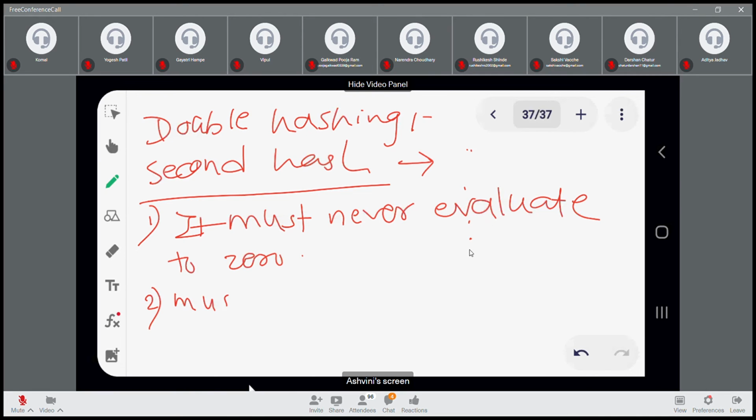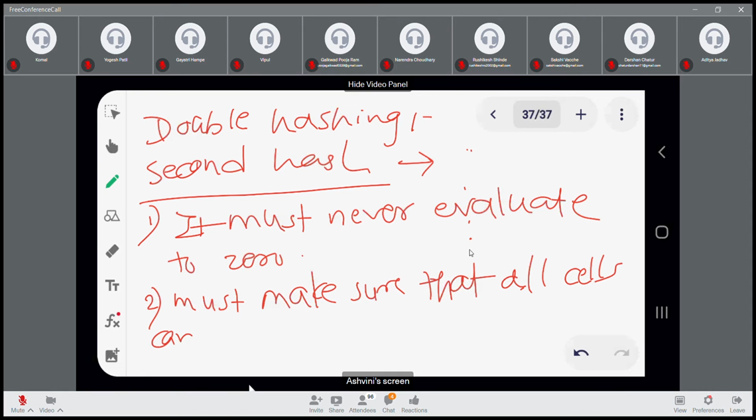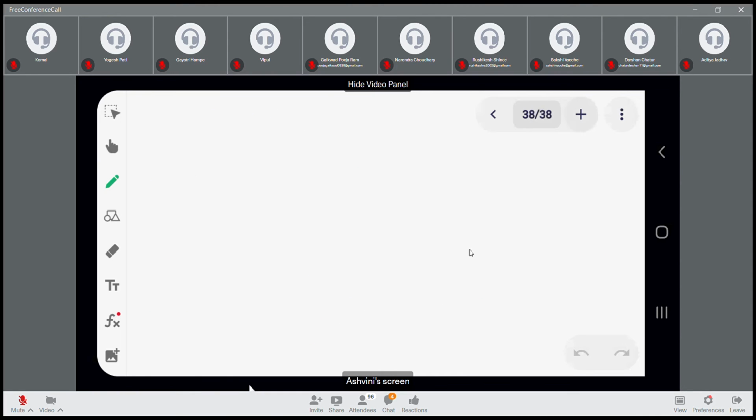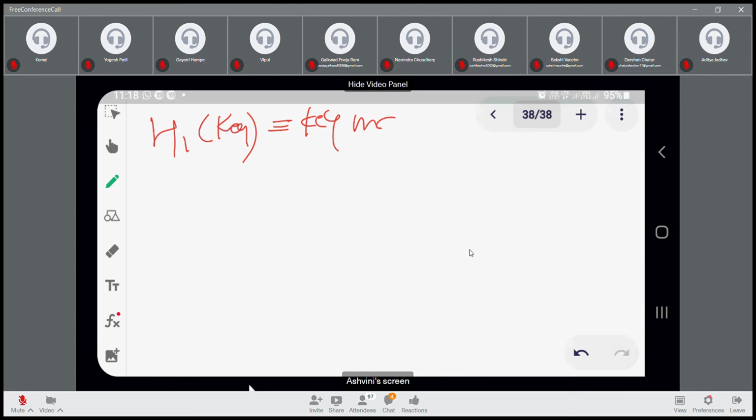Must make sure that all the cells can be probed. So these are the two important rules to be followed for the hash function. Got this? Now let's see the formula. The formula to be used for double hashing is H1 key. The first function is key mod table size. Just note this thing.